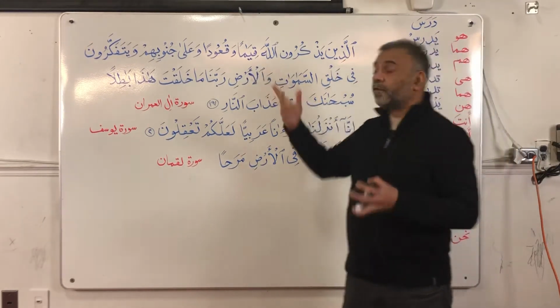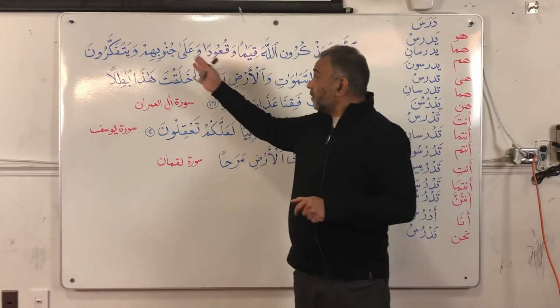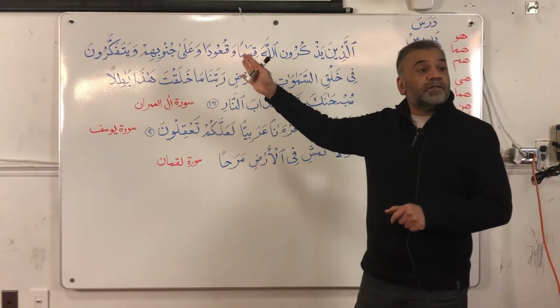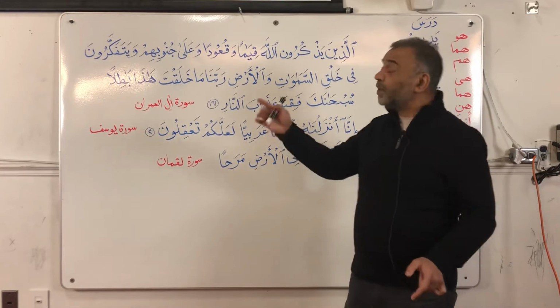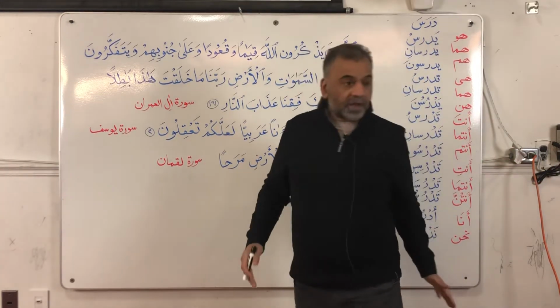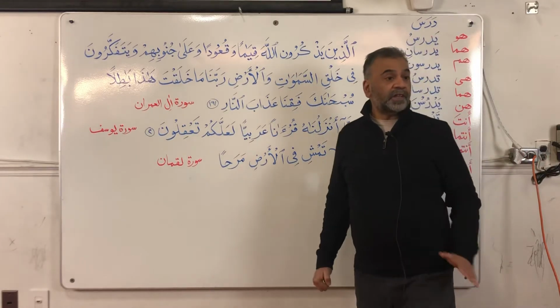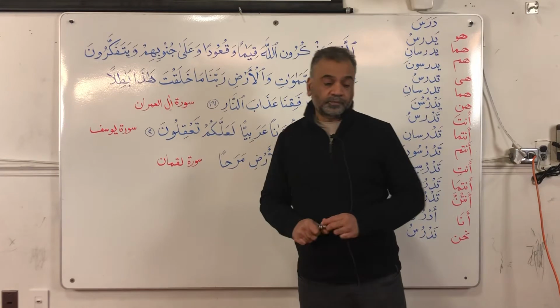Wa, then wa comes. What is wa? We know wa, harfu ataf, and ala, harf jar. What follows harf jar? Ism majroor, junubi, junubihim, on their side, when they are lying down. Wa ala junubihim, and when they are lying down on their side. Then comes wow.